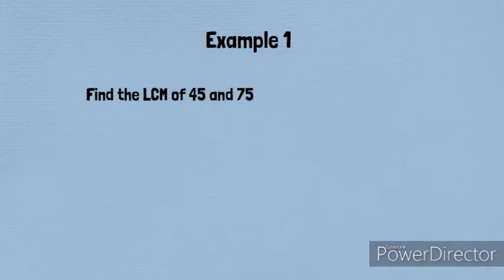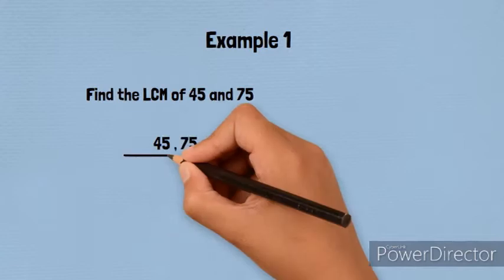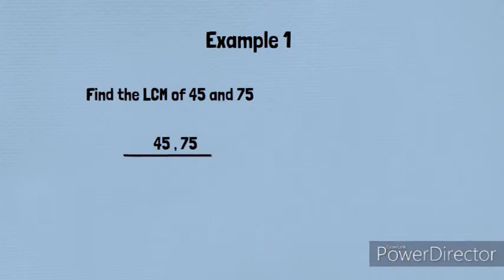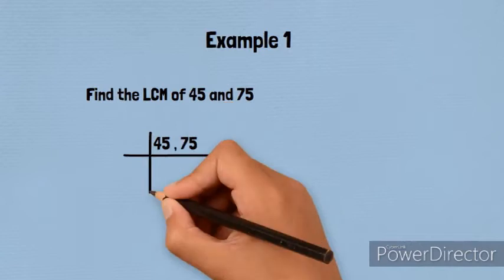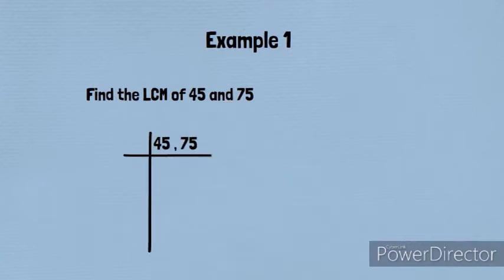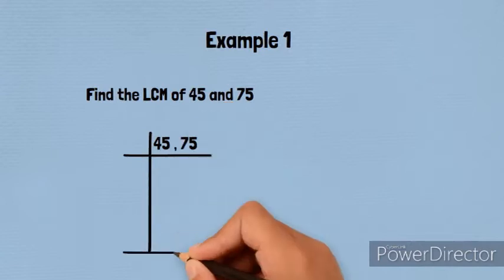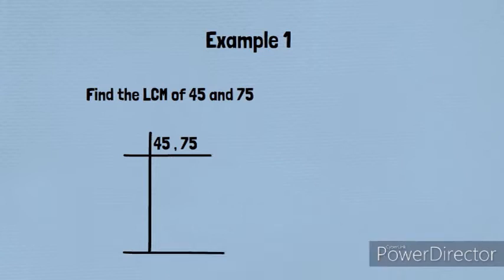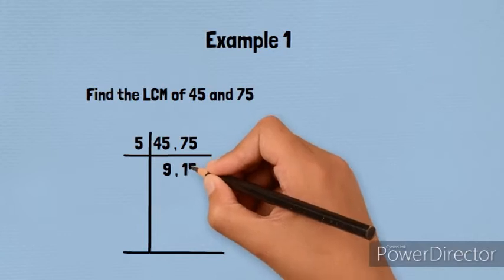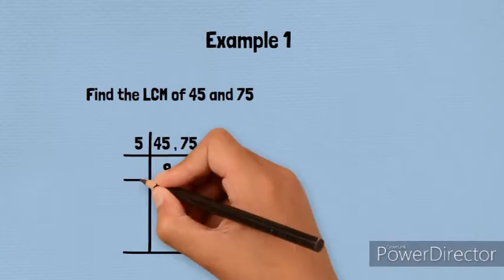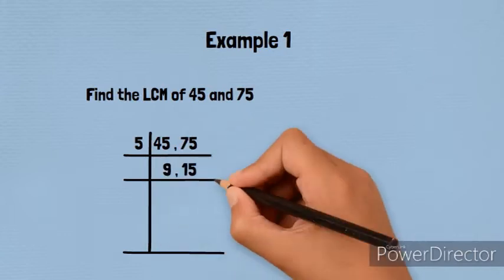In this method, we can only use the prime factors to divide both numbers. First, let's write 45, 75. Now both of these numbers can be divided by 5, which is a prime number. So 45 divided by 5 is 9, and 75 divided by 5 is 15. Let's bring both of those numbers down.